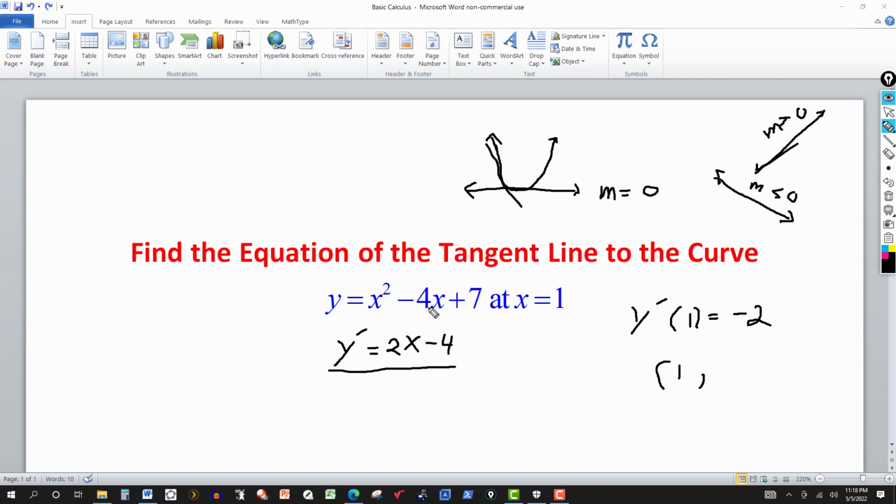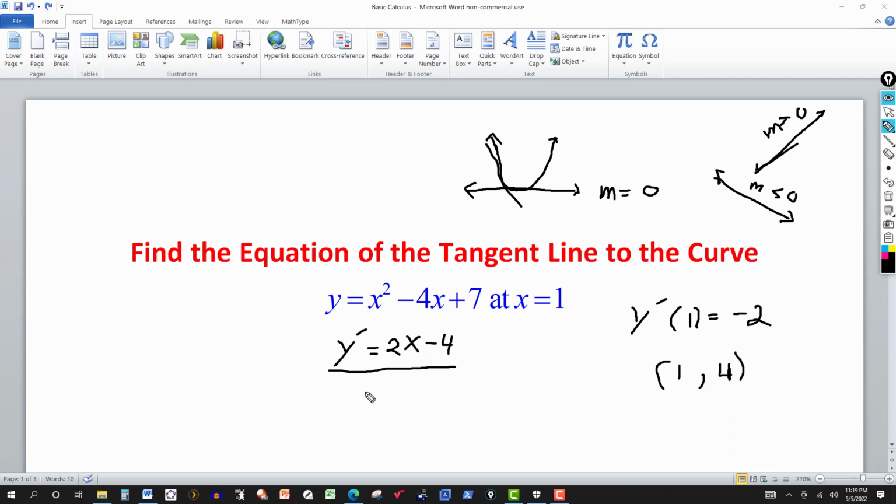1 squared is 1. Here, that's 1 times minus 4, that's 1 minus 4 is negative 3, and plus 7 gives me 4. So now I know the slope and I know a point. Find the equation of the tangent line to the curve. So we know it's tangent at x equal 1, and we know the slope at x equal 1 is negative 2.